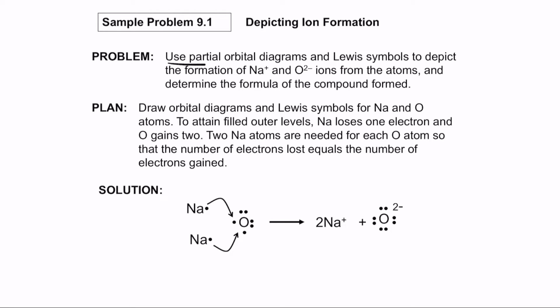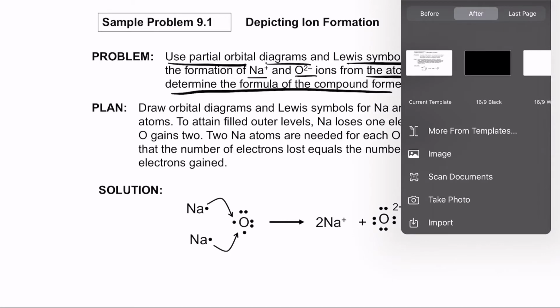So here they are asking us to use partial orbital diagrams and Lewis symbols to depict the formation of Na+ and O2- ions, and to determine the formula of the compound that is formed. So let's start with Na+. Sodium has a Z of 11, oxygen has a Z of 8. If you want to write their electronic configurations, the easiest method is to draw the Lewis dot symbol.